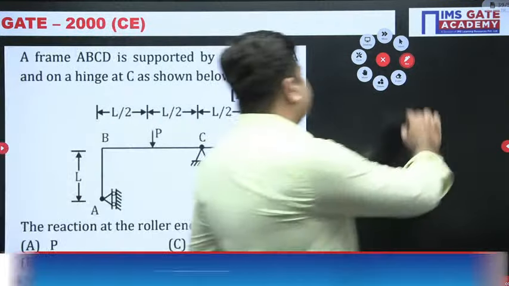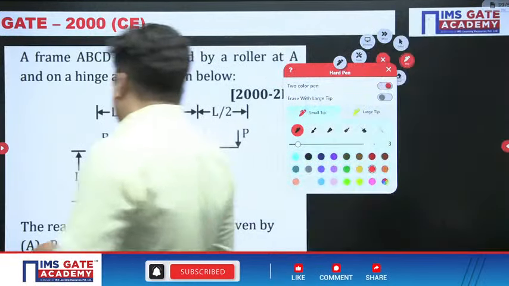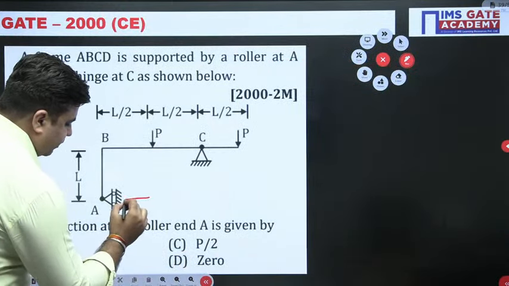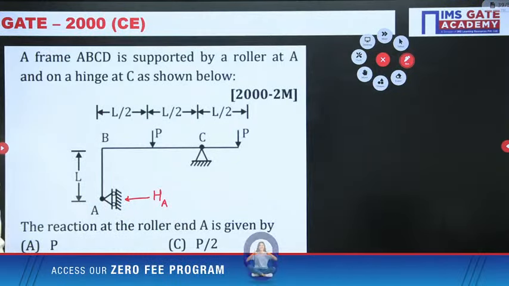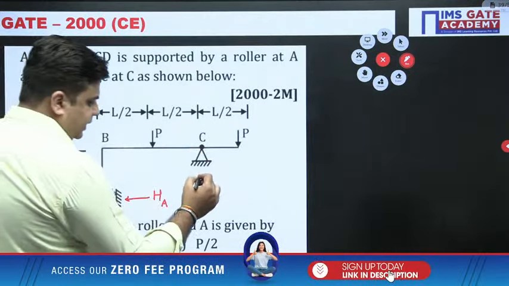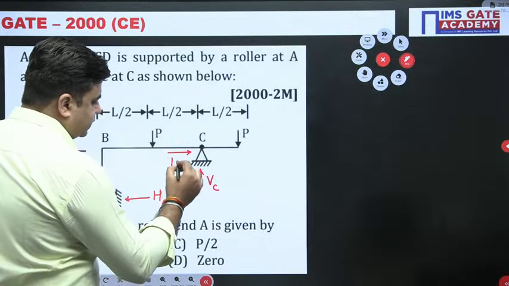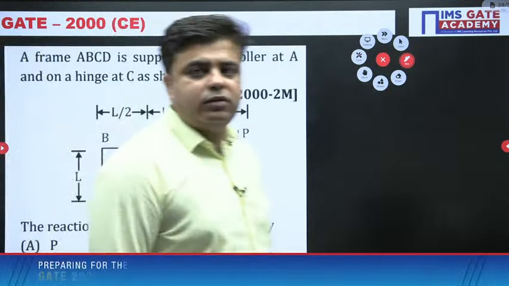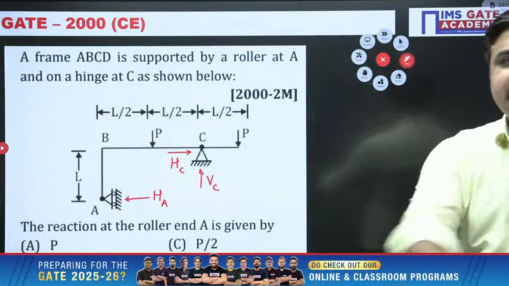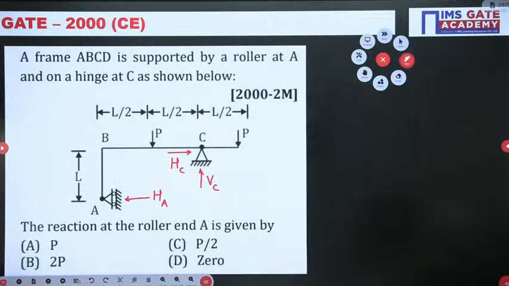How can we calculate this support reaction? Anyone? How can we find out the value of this support reaction? I will write this as HA. You can see C is a hinge support, so you have VC acting vertically upwards and you have HC acting like this. How can I find out the value of this HA? Can anybody tell me? You have three equations of static equilibrium to be used.